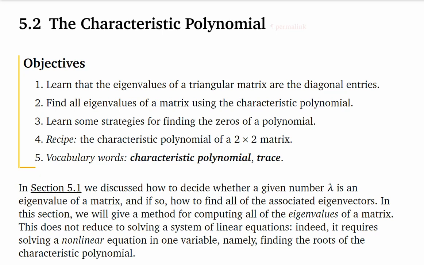In the last section, we talked about how to verify whether or not a vector was an eigenvector. But the real question you should be asking yourself is, well, how do we know? Like, how could we find them? What's a good way to go about finding these eigenvectors? And the answer is the characteristic polynomial.